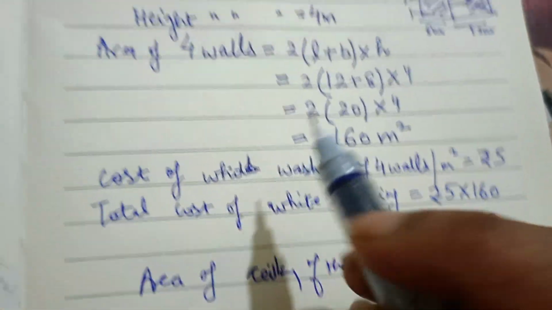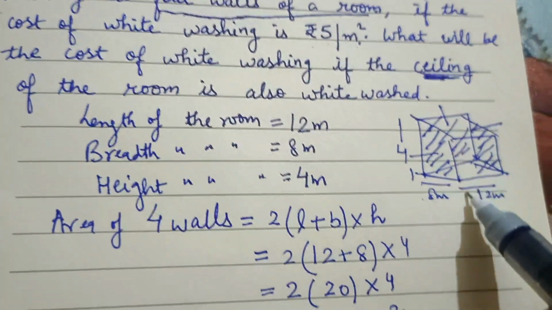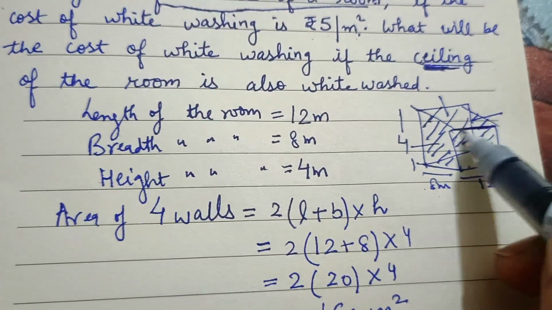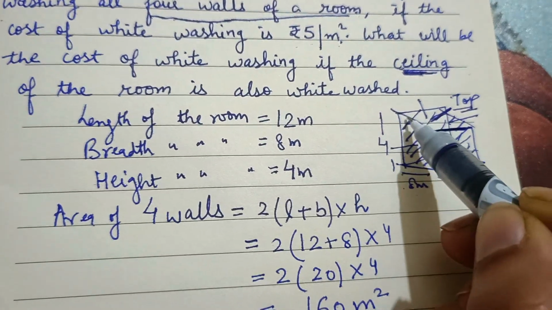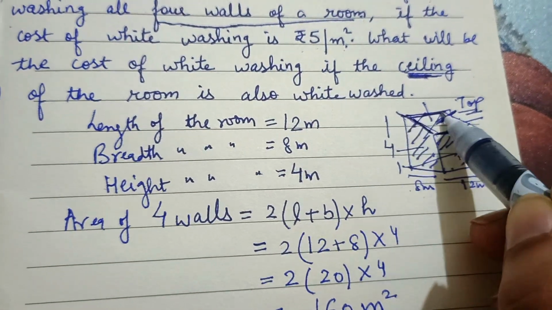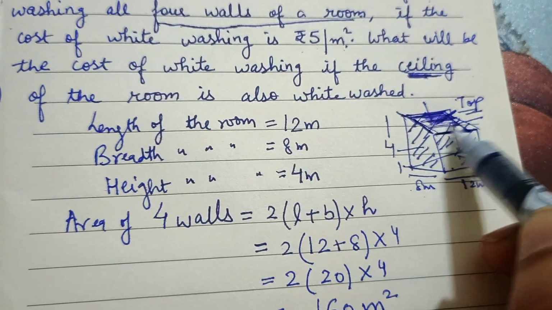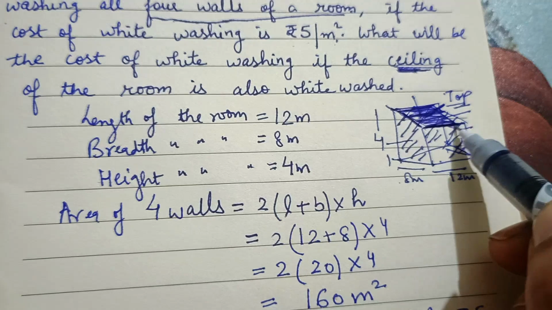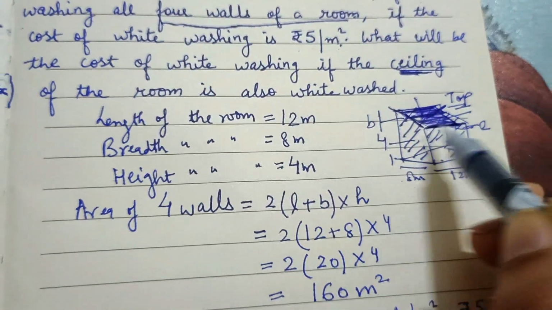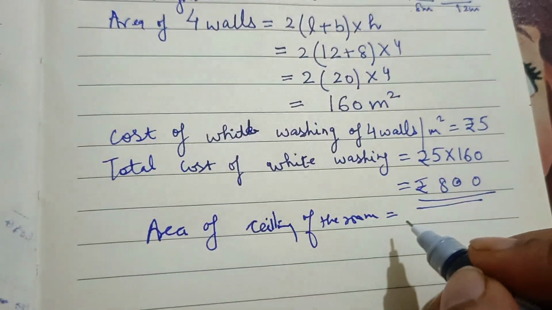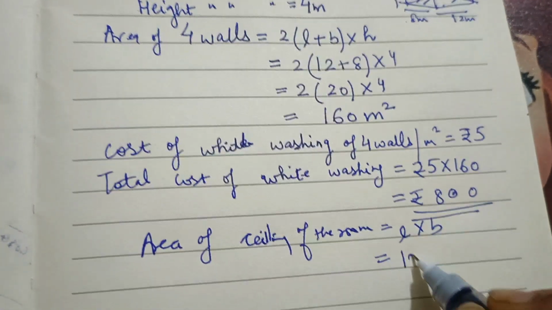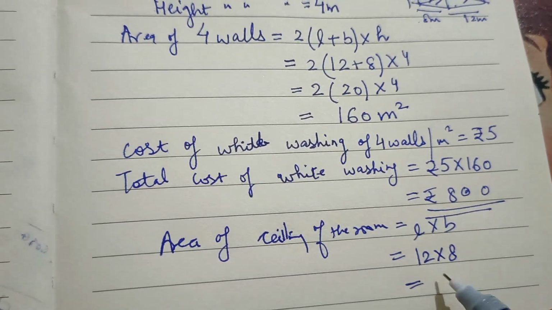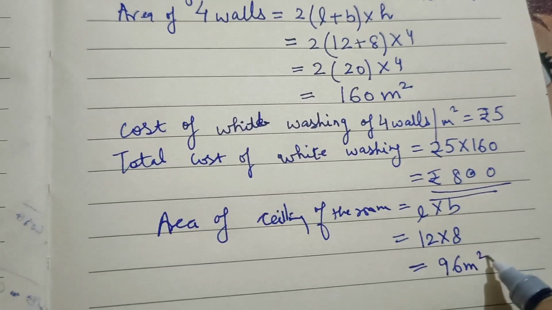The area of the ceiling of the room is equal to the area of the floor, because the dimensions are the same. The ceiling is the top part of the room. It has length and breadth, so the ceiling area that needs to be whitewashed is length into breadth, L into B. The length of the room is 12 and the breadth is 8. So 12 times 8 is 96 meter square.